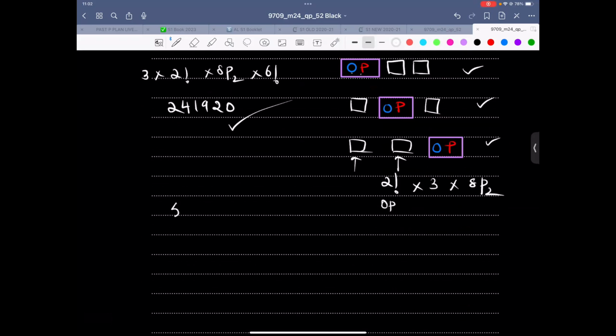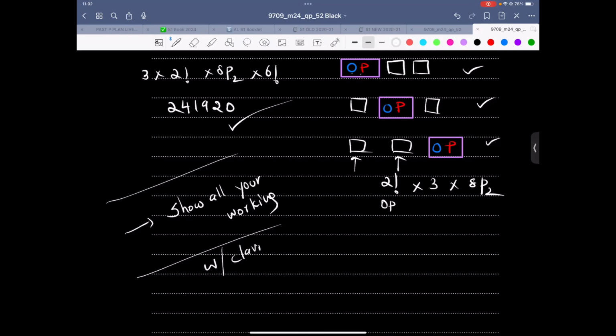The main thing is show all your working. Do not assume anything. Do not show any unsupported answer from the calculator. Show all your steps with clarity, and that will earn you your A grade and A star.